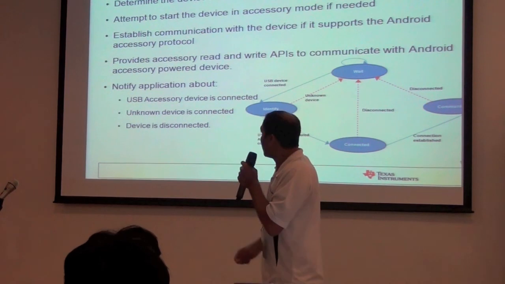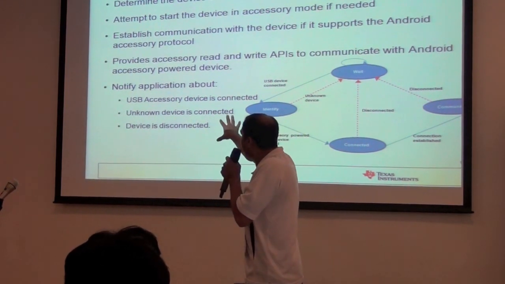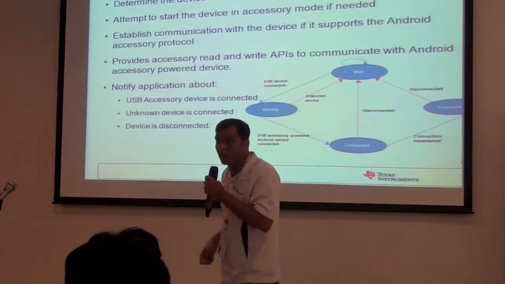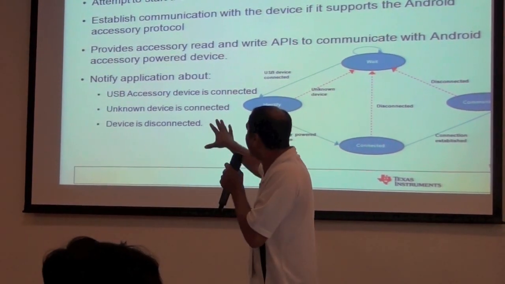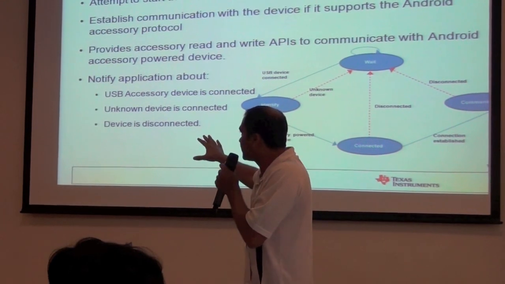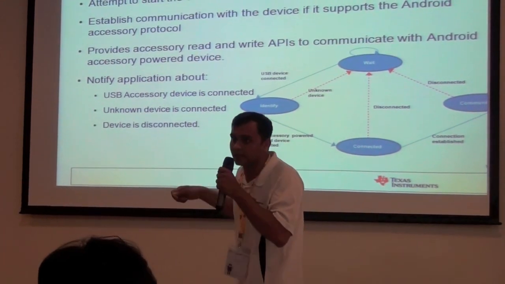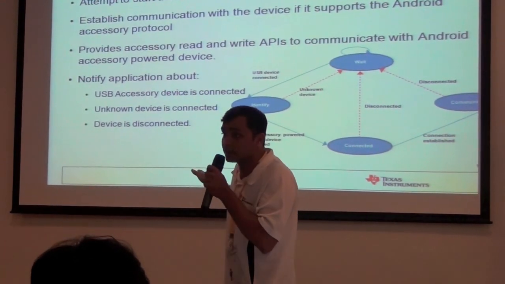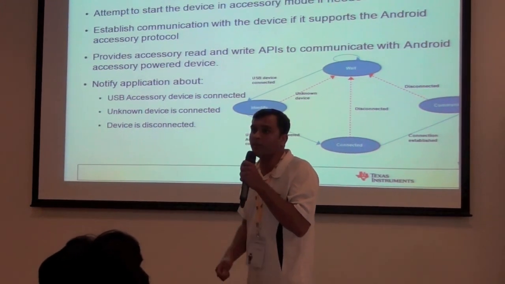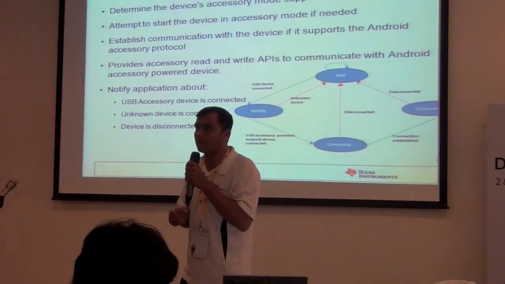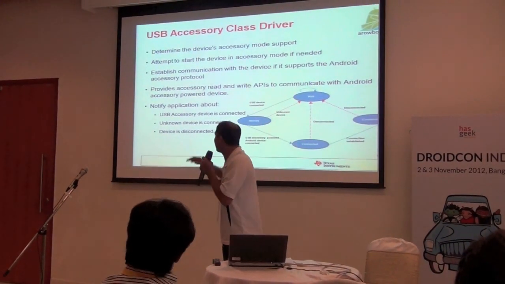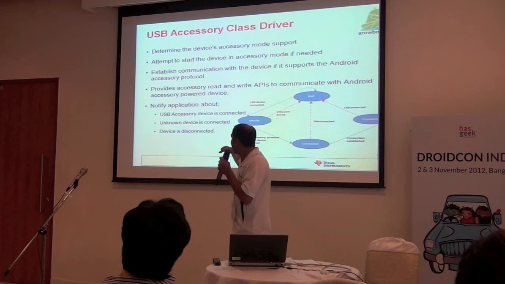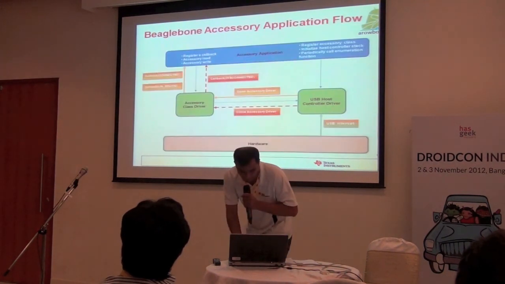And it will give some notification about whether you have connected a USB accessory or an Android powered device which supports accessory, or whether you have connected some other device, or the device is disconnected. Which means when you connect any other device to this accessory, it will give an event that an unknown device is connected. So I'll go through this in subsequent slides.